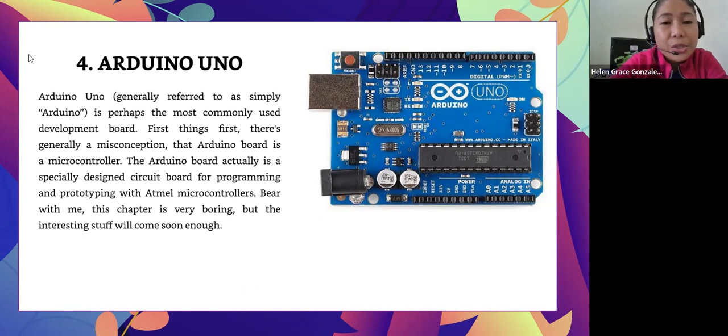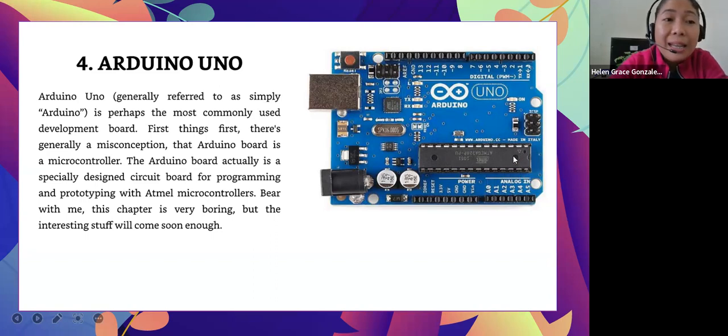Arduino Uno is generally referred to as an Arduino and perhaps the most common board. First things first, there's generally a misconception that the Arduino board is a microcontroller. The entire thing is not really. The Arduino board is actually a specially designed circuit board for programming and prototyping with Atmel microcontrollers. I think you have already found in your Arduino Uno board which one is the Atmel microcontroller. This can live alone, no?